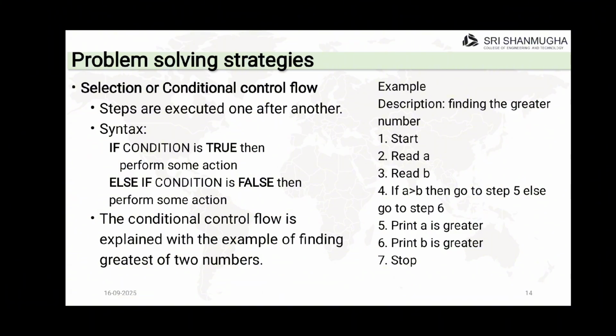The conditional flow is explained with the example of finding the greatest of two numbers. The first step is start, second read A, third read B. The fourth step is the condition: A greater than B; if true, go to step 5, else go to step 6. Suppose the condition A greater than B is true, then go to step 5 and print that A is greater. Suppose the condition is false, then print that B is greater, and then finally stop.